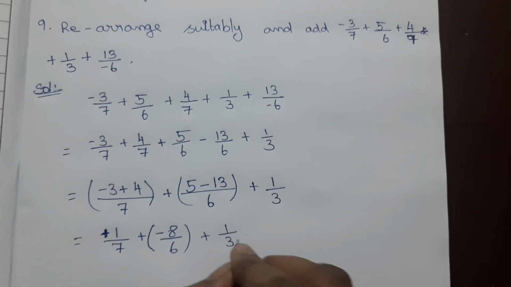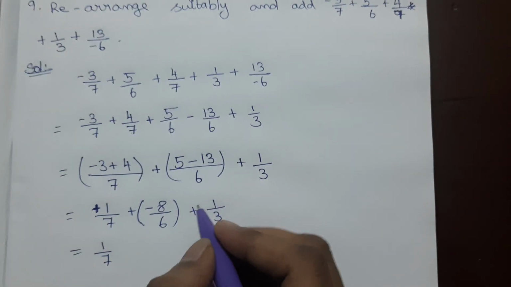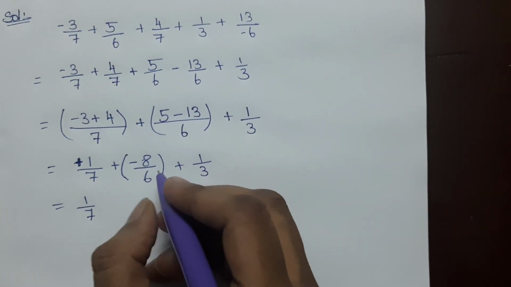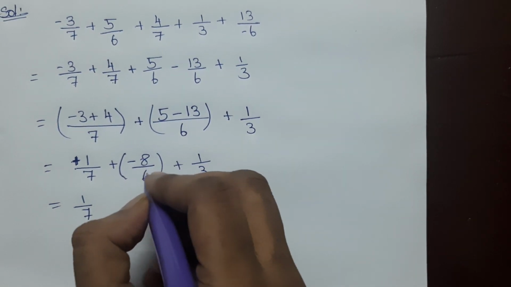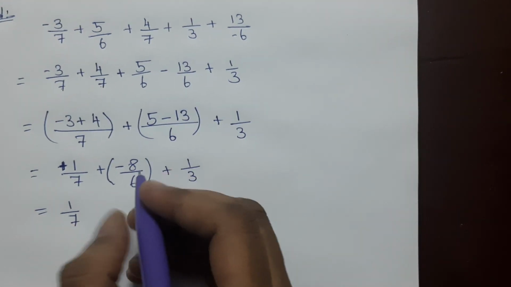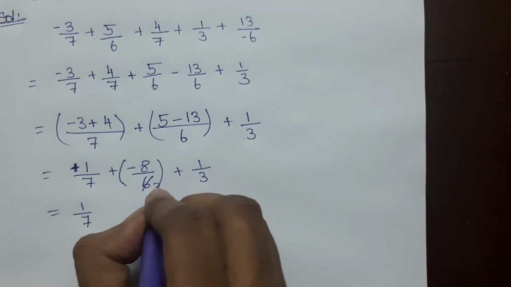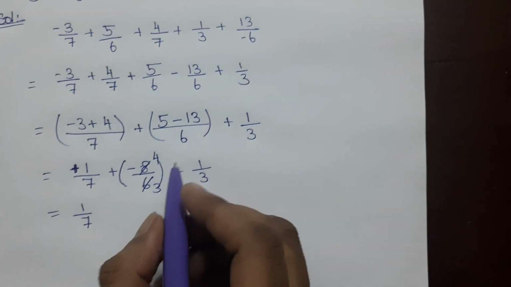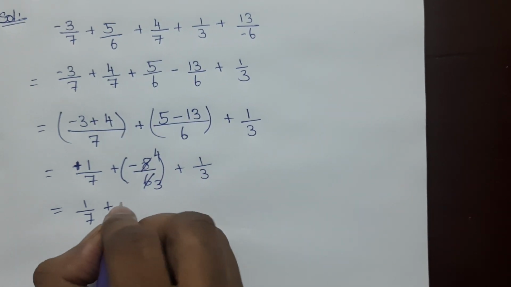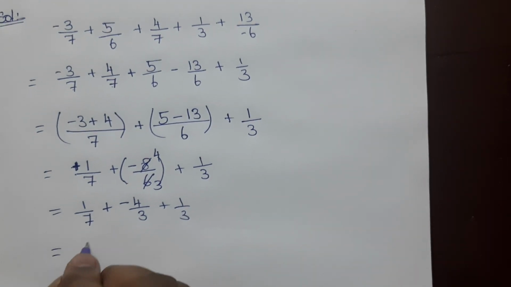Plus 1 by 3. So that is equal to, here this one 1 by 7, and here if any number is possible to reduce, we can reduce. Here 8 and 6 are possible to reduce by the 2 table, isn't it? If you are reducing any number, it should be divisible by the same term. 3, 4. So that means you can get, because 4 2s are 8, 3 2s are 6. Minus 4 divided by 3 plus 1 by 3. That is equal to 1 by 7.